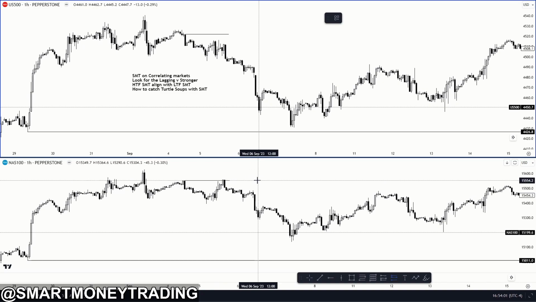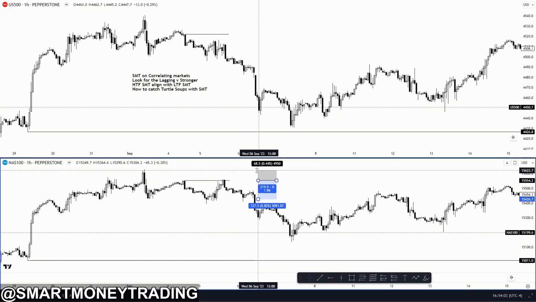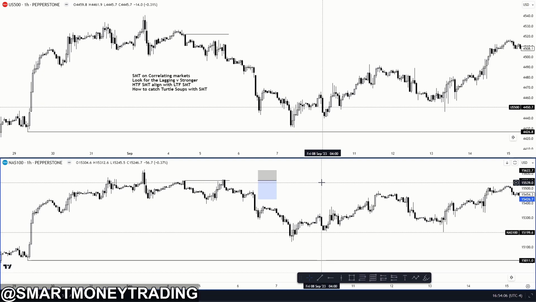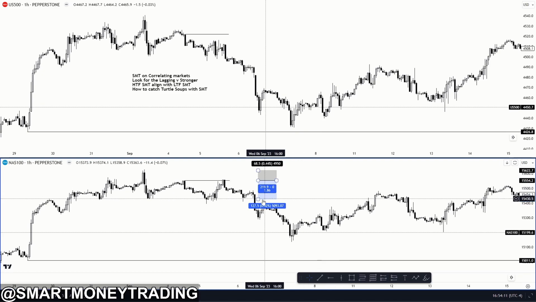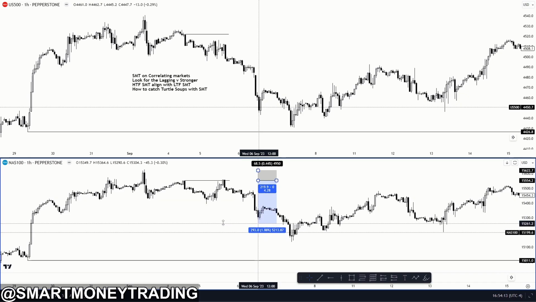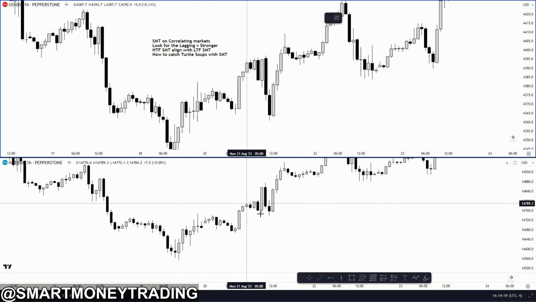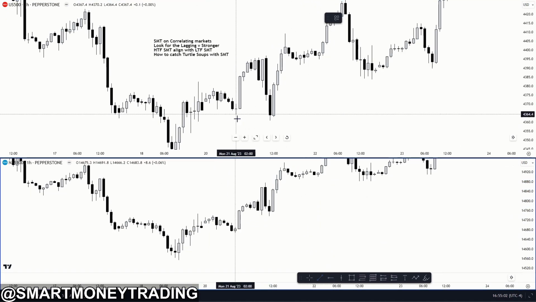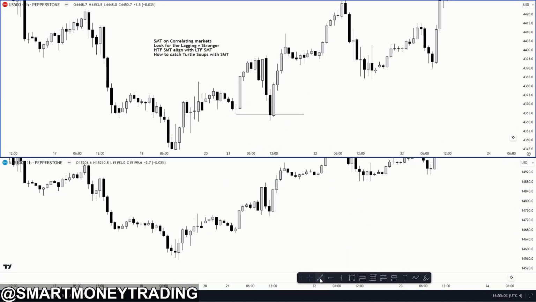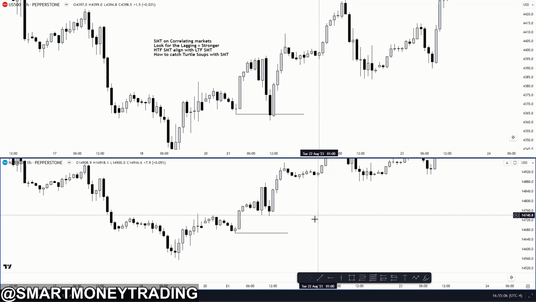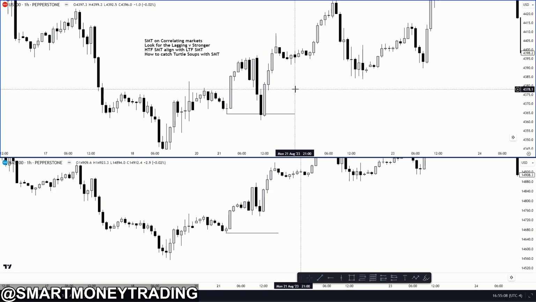It's way better in my opinion if you have a market like Euro and GU, and then you use the dollar for more correlation, or SPX and NASDAQ. That is a very high indication that price is most likely to respect that turtle soup with SMT. This would be another valid turtle soup. Again, we are just seeking higher prices, and you can see for SPX we were the weaker one, and for NASDAQ we were the stronger one. This is how you frame a turtle soup with SMT.